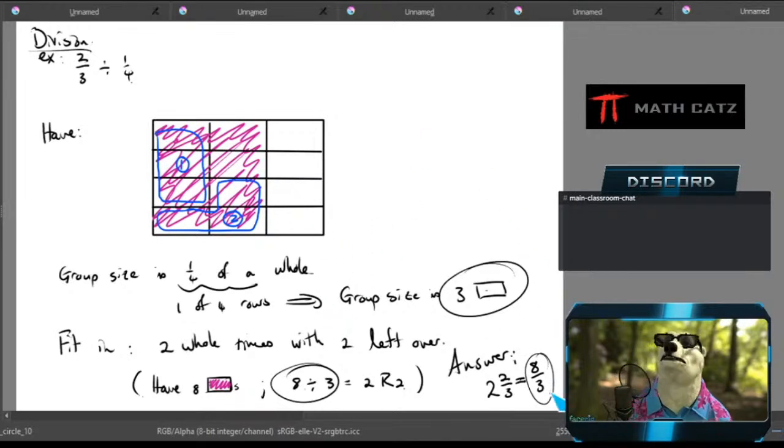But these are behind the scenes. I might not say it the very first time to little Timmy, because he's not ready for it at that stage. But the 8 and the 3 are behind the scenes, right? It is 8 that I have, 3 that I fit in. How many times can I do that? So these are equivalent, of course.